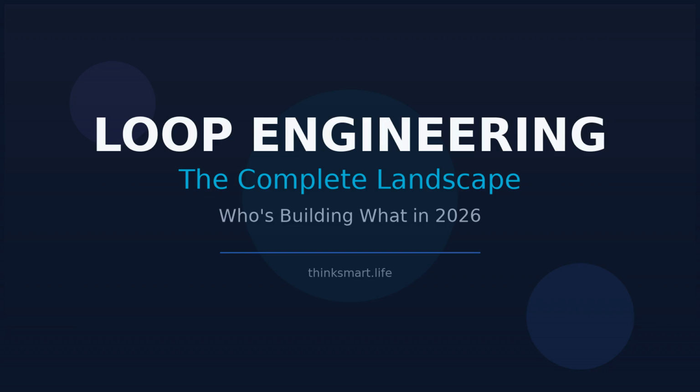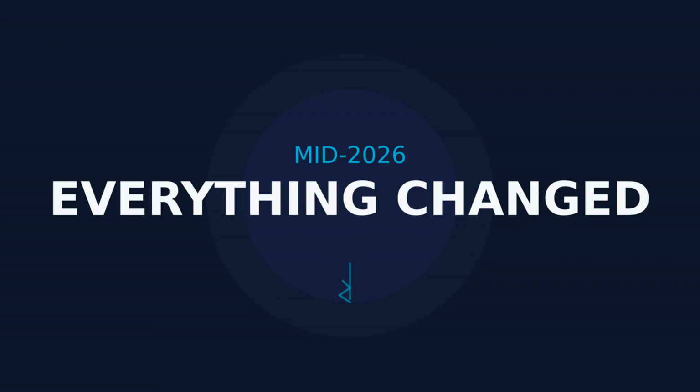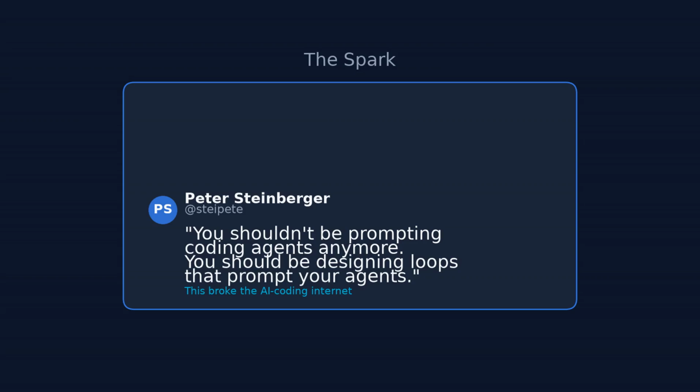For 2 years, working with a coding agent meant you were the loop. You prompt, you read, you prompt again. But in mid-2026, everything changed. A dozen-word post from Peter Steinberger broke the internet. You shouldn't be prompting coding agents anymore, you should be designing loops that prompt your agents.